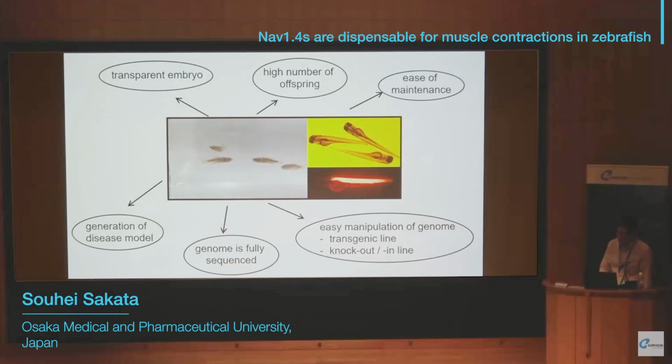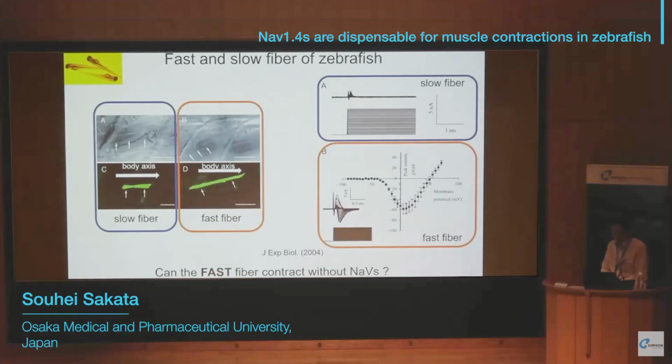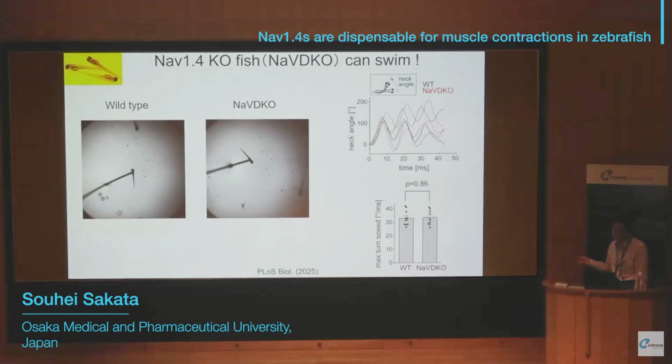As I showed you, we can easily use transient lines and knockouts, and knockout lines can also be generated easily. This is an advantage. And the assay is also easy like this. We can just look under the microscope, tap, and easily analyze the movement of the fish.